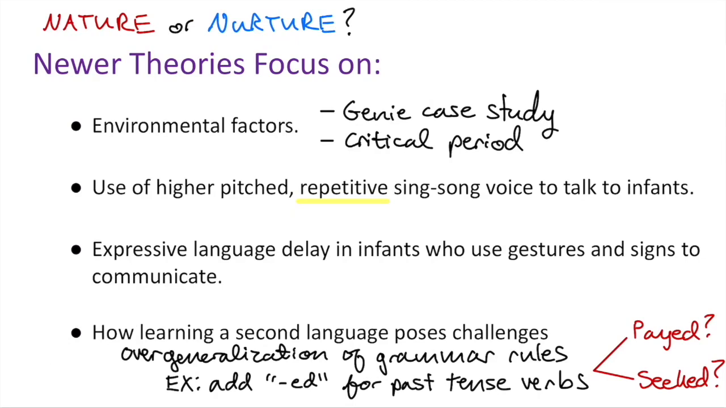All right. Newer theories go beyond the language acquisition device to focus on nurture. So what are some environmental factors, like the languages that you come into contact with? The use of a higher pitched, repetitive, sing-song voice to talk to infants, that baby voice that I use on cats, but some people use on babies, that you are repetitive and so you're modeling for them. Like you talk to them and you're like, say, mama. And they have to see your mouth in order to copy that language. You also have theories that focus on the deaf community.